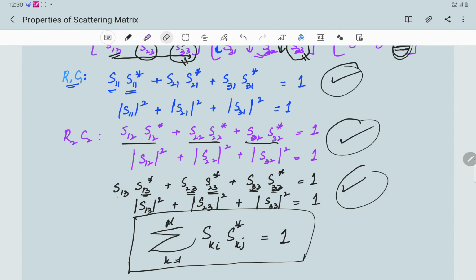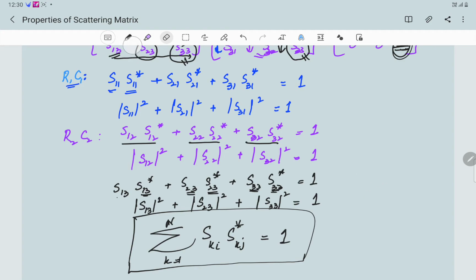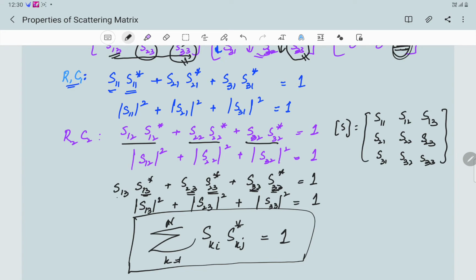Let me erase this. So now, as you know, our S matrix is S11, S12, S13, S21, S22, S23, S31, S32, S33. And for a lossless network, we have seen that these equations need to be satisfied, or in summation form, we can designate it by this equation, say for example equation 1.